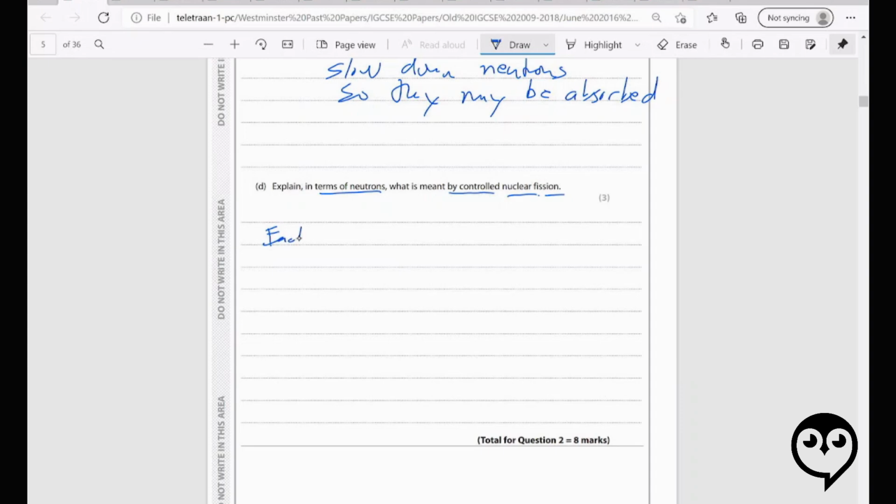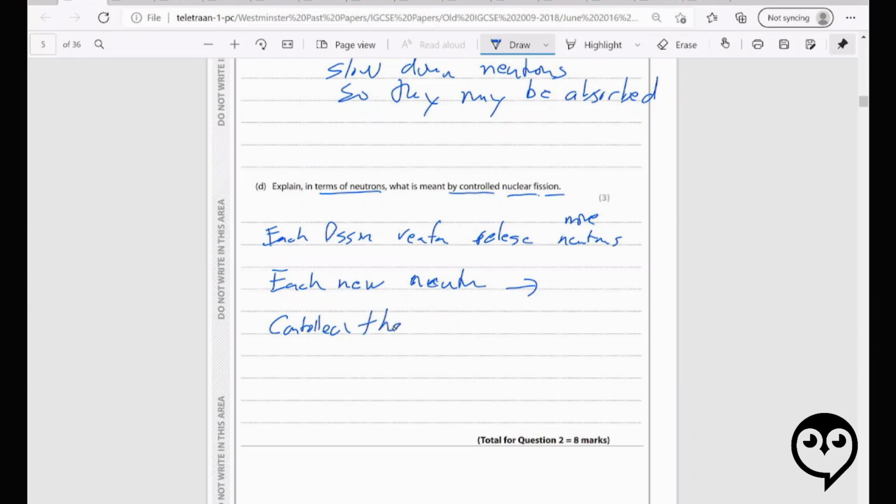So we can say that each fission reaction releases more neutrons, okay? Each new neutron, I'm not going to write this all out just in the interest of time, but we can say each new neutron causes new reactions. We can control the number of reactions by control rods, which absorb neutrons, and then those neutrons don't go on to cause other fission reactions. And we can just say that the energy created and released is never too much that it's uncontrollable. Okay, something along those lines for 3 marks.